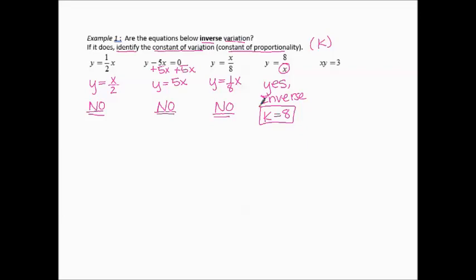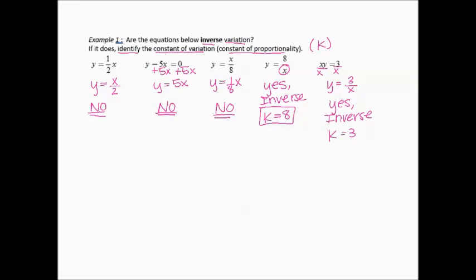My last example, it's hard to tell in this one because my x and y are on the same side. So just like for this one with the 5x, I'm going to have to solve for y. So I see I have multiplication here between x and y. So I want to do the opposite. I want to divide both sides by x, and I get y is equal to 3 over x. Notice where the x ended. It's in the bottom. So yes, this one is also inverse. And my k here is equal to 3, the number that's in the top when it's over x.